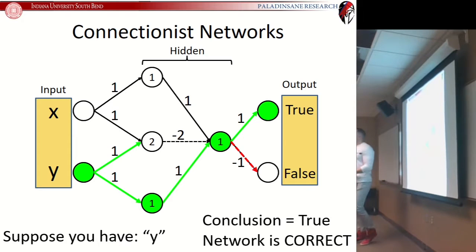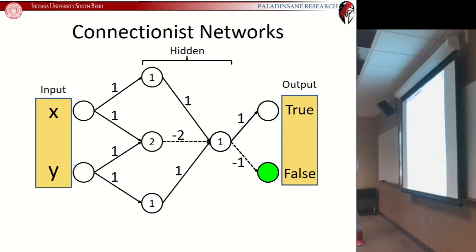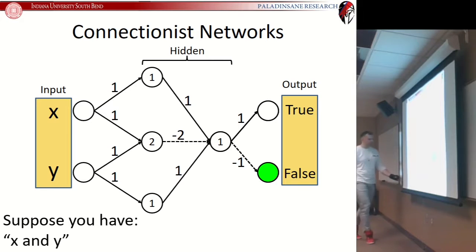So we've taken a look at when the conclusion should be true. Now let's take a look at when the conclusion should be false. So let's suppose that you have x and y. So remember, this is the exclusive disjunction. You can have one or you can have the other, but you can't have both.